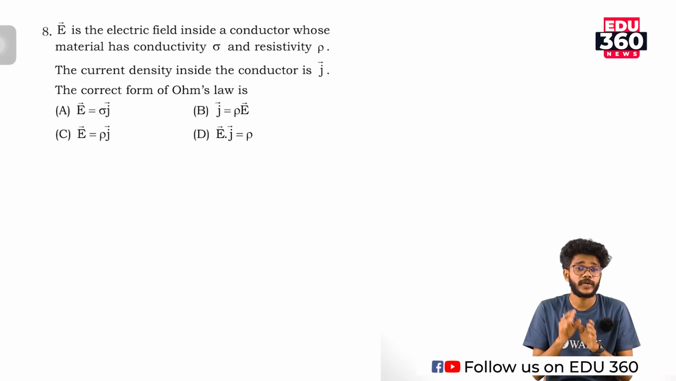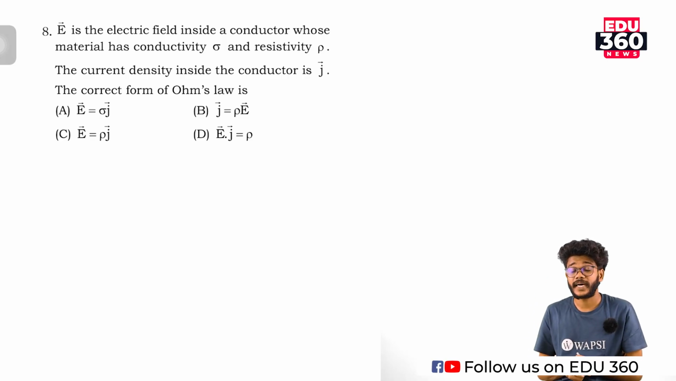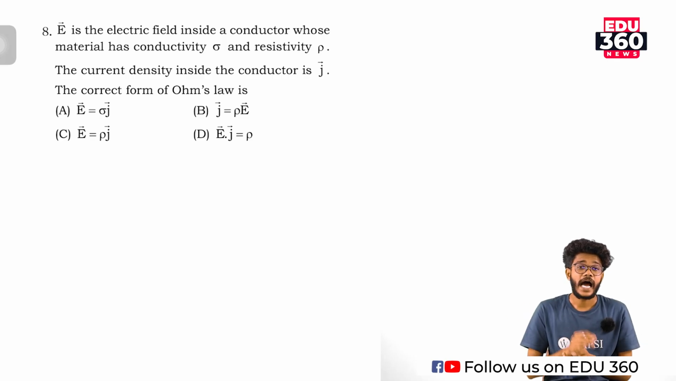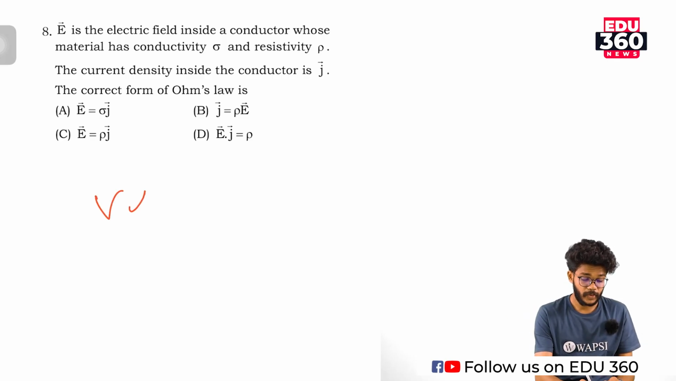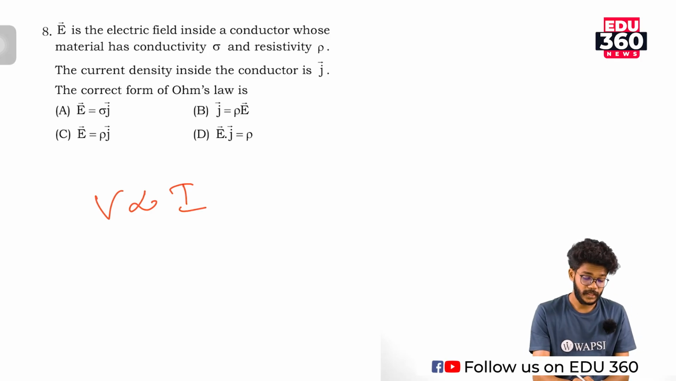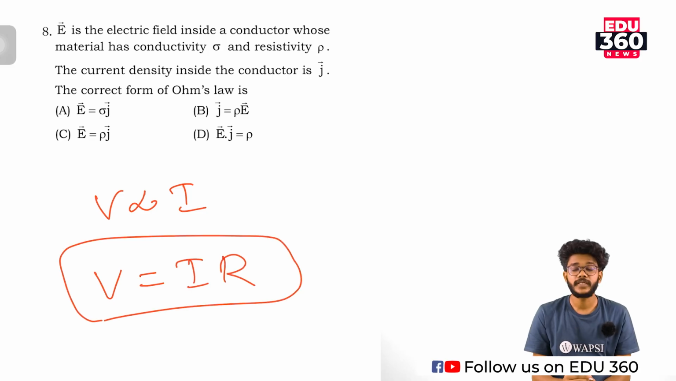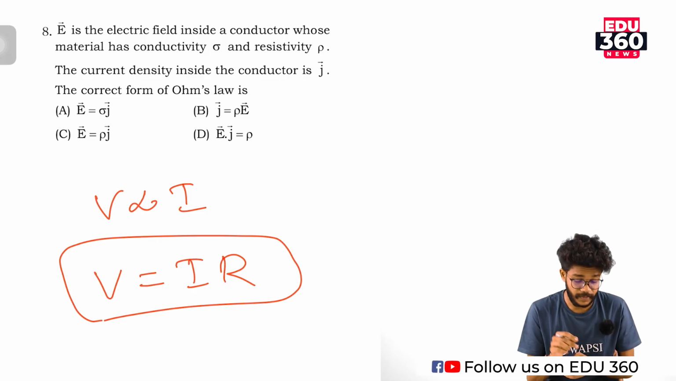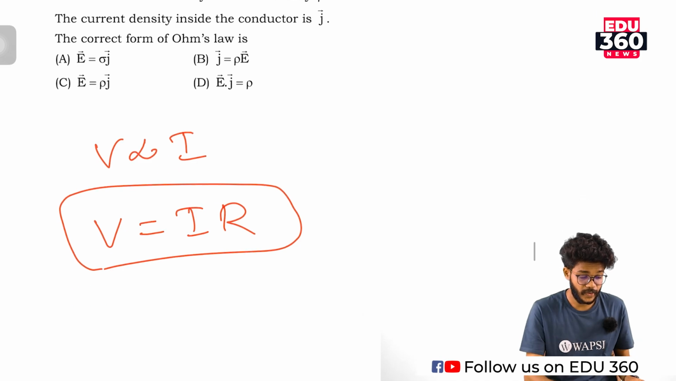Ohm's law states that the potential inside a conductor is proportional to the current. V is proportional to I and the proportionality constant is R. So V is proportional to I, that means the potential is proportional to current. So V is equal to IR. This is Ohm's law. Okay, so we want to incorporate this sigma, rho, J and electric field with this equation.